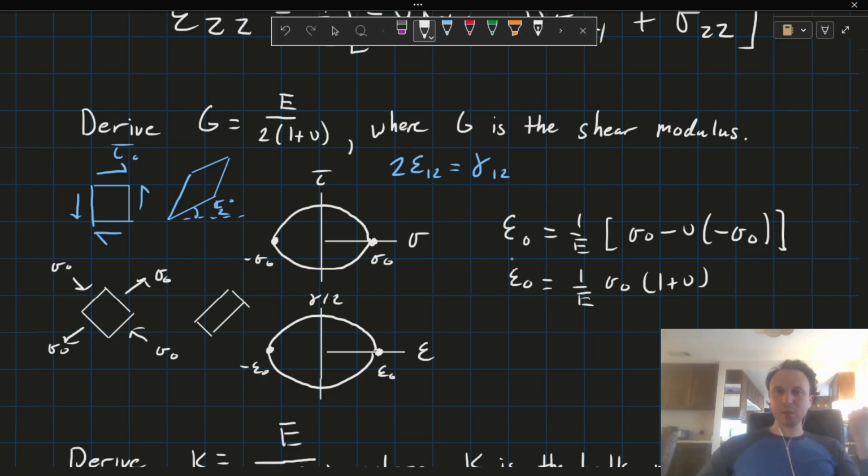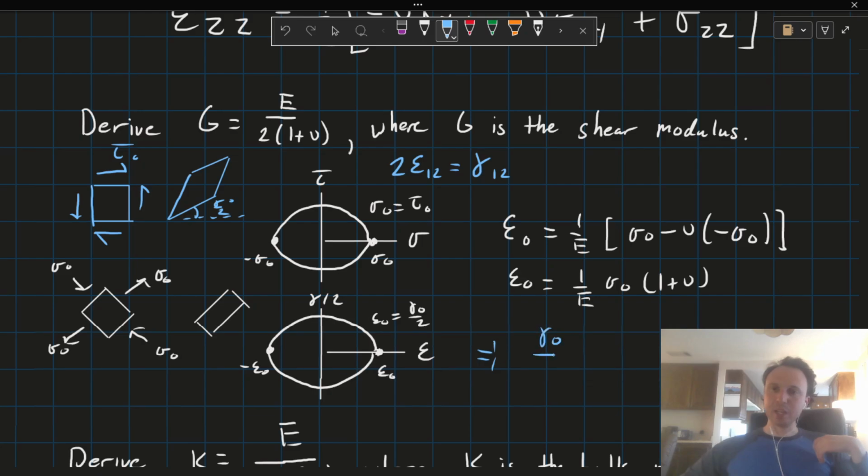Right. So now if we look at the radius of the Mohr circle, we can see that sigma naught is equal to tau naught, and epsilon naught is equal to gamma naught over 2. Right? So let's go ahead and plug those in. And I'll do this in blue now. So gamma naught over 2 is equal to 1 over E tau naught, 1 plus nu. Oh, why did I change colors? Why did I do that?